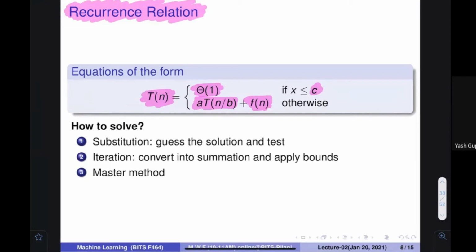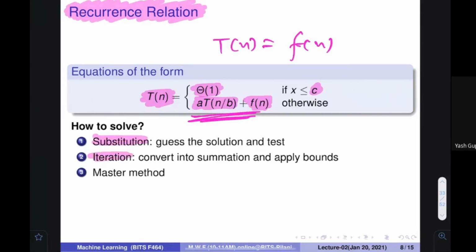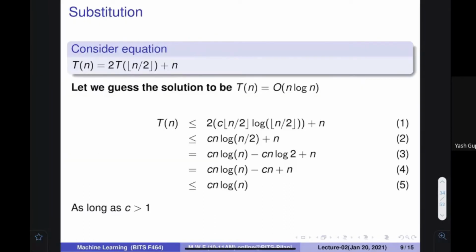So these kinds of functions are called recurrence relations. If this is given, they don't give the direct solution for anything. I want to find out Tn as a function of n, but they are written in terms of a function of Tn only. So it doesn't give a direct understanding of the growth of this particular function. So how can we solve it? There are three methods to solve it. One is substitution, another is iteration, and the third one is the master method. We are going to see all of them one by one.